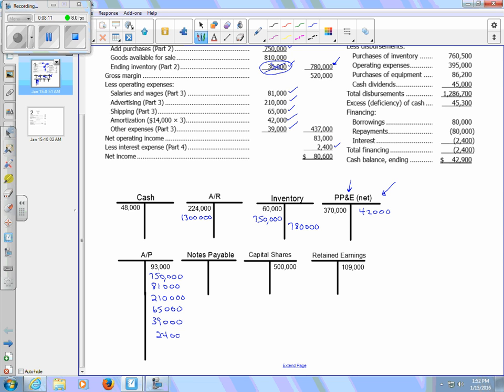Okay. The other item that affects the balance sheet is the net income, because net income affects retained earnings. So this $80,600 makes retained earnings go up.